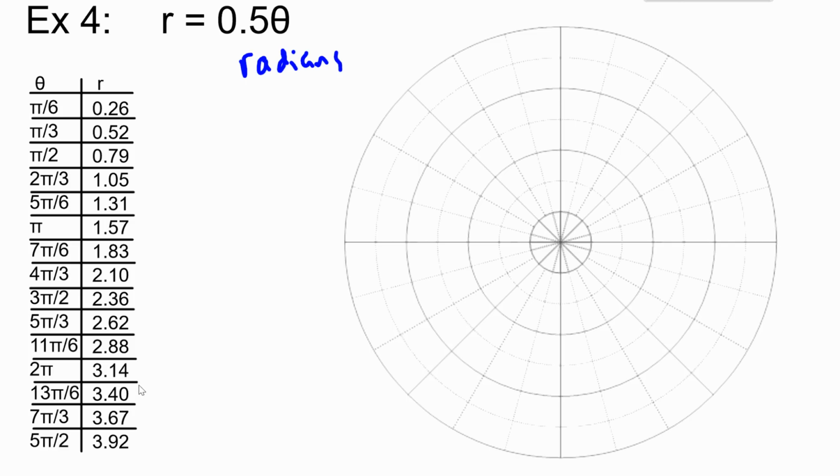And so if I graph a couple of these points, we've got pi over 6 is 0.26. We're going to be like down here. And then we've got pi over 3 is 0.52. That's going to be somewhere around here. Pi over 2 is 0.79. So we're going to be somewhere over there. And then I think I have all the rest of the points plotted. So let's see. There they are.